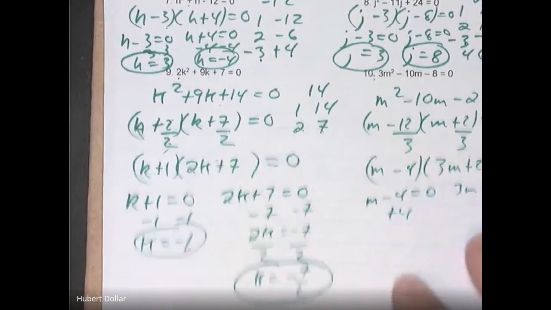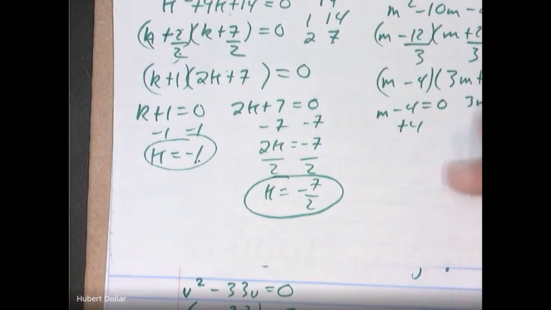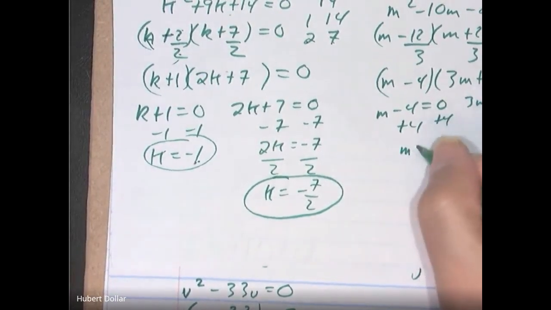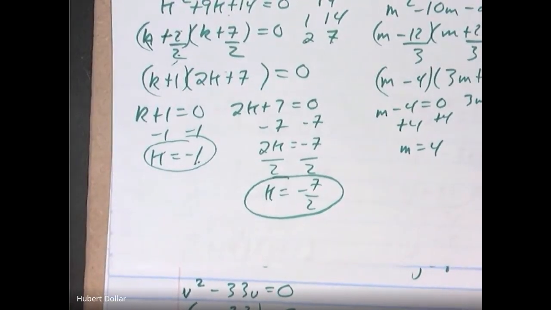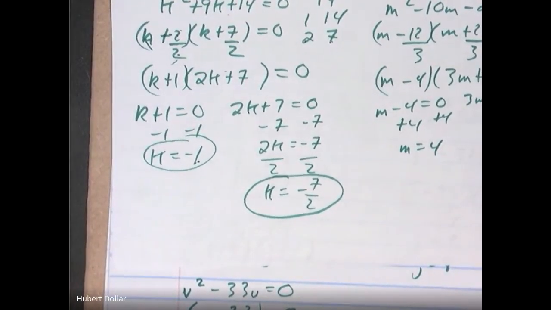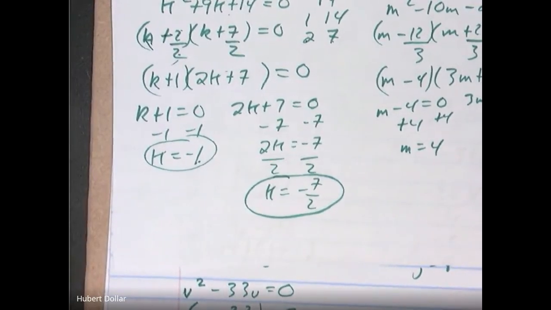Add the 4. m equals 4. Subtract the 2. 3m equals negative 2. Divide by the 3, and m equals negative 2 thirds, as promised.